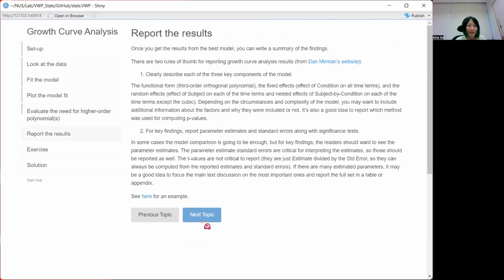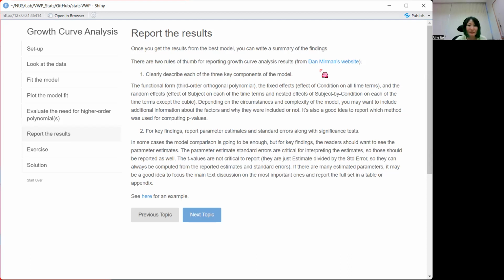So we evaluated the need for the high model. This is just what I took from Dan Mirman's website about how to report the results. Because the model output is quite complex, you can't just report everything. This is what the model looks like, and that's a bit too complex. So these are two rules of thumb that I took from Dan Mirman's website.